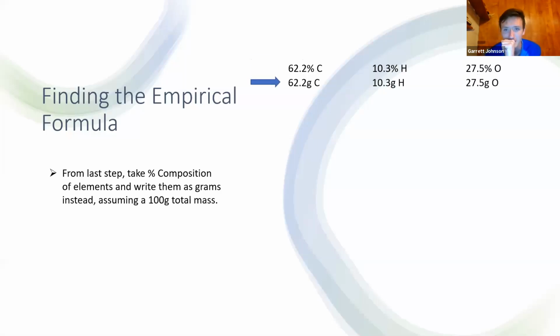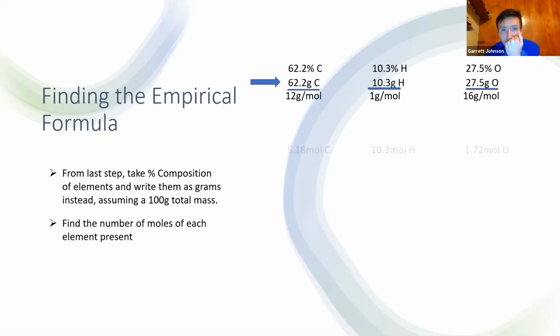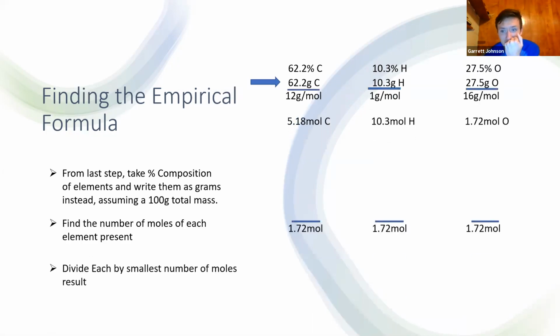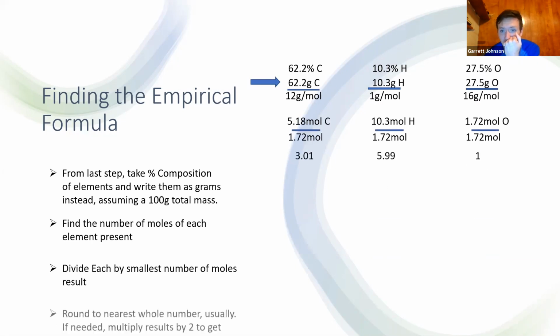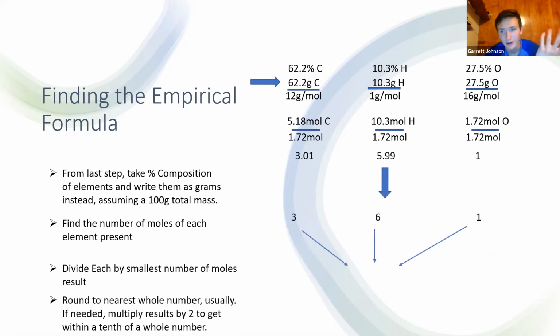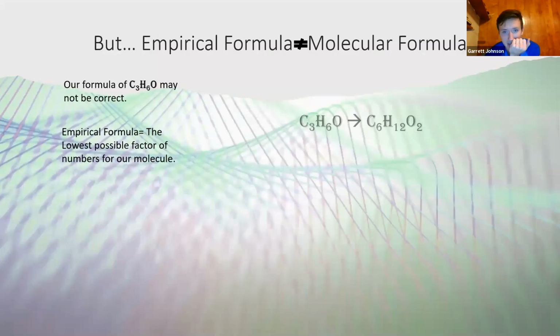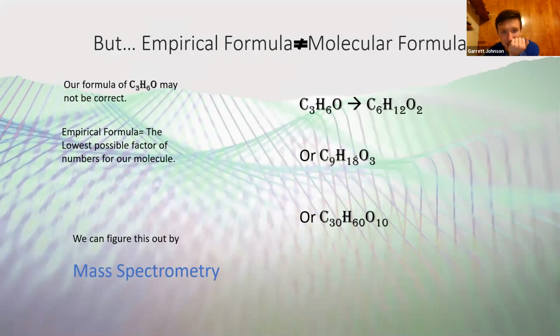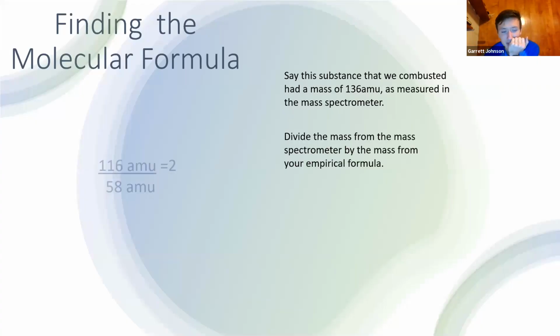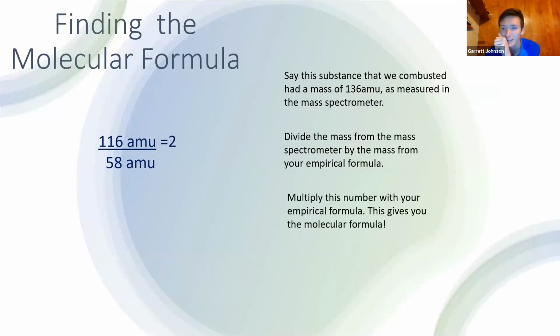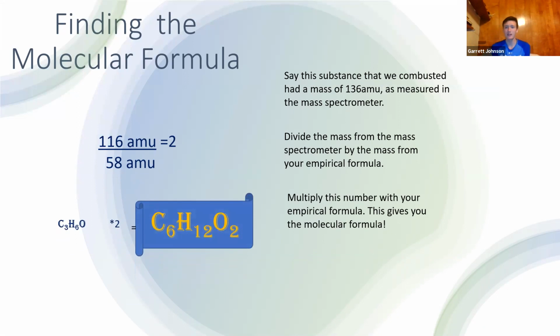In review, we can take these percents and convert them to grams. We can find the moles, divided by the smallest number of moles to get whole numbers. From the mass spectrometer, we can get the 116. From the mass spectrometer, we can get the multiple. In this case, it's 2, and multiply that by the empirical formula. That is it. That is lecture 28.